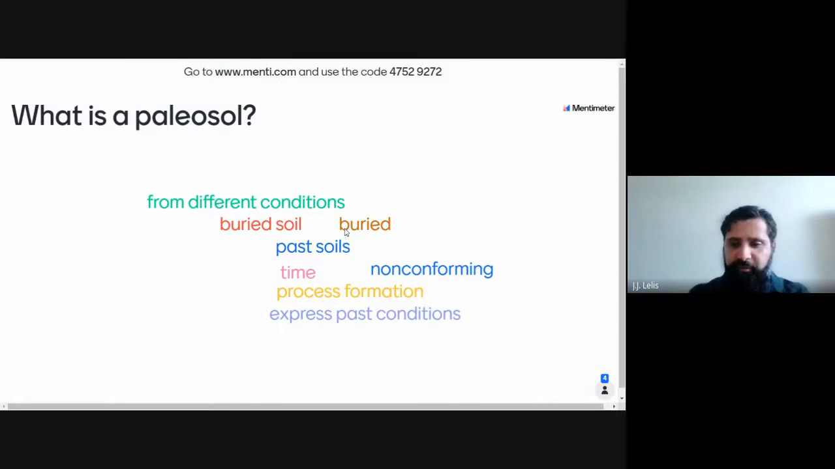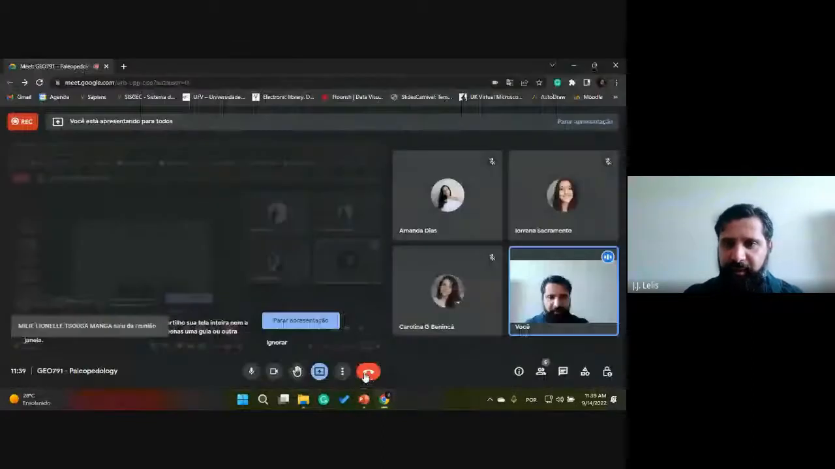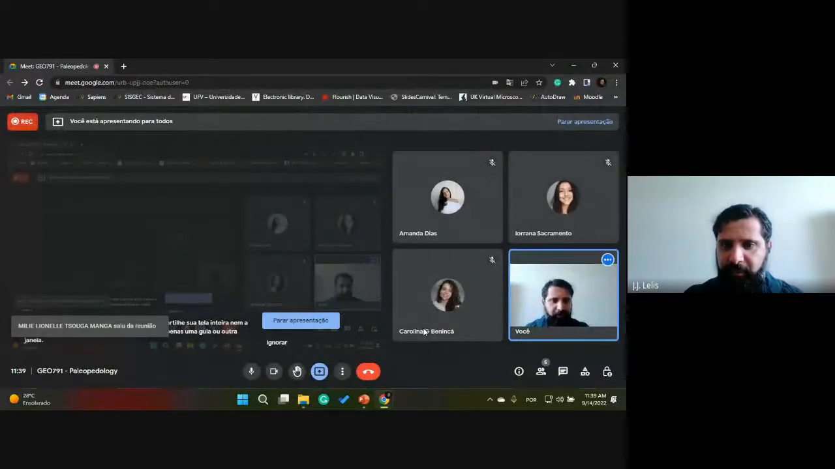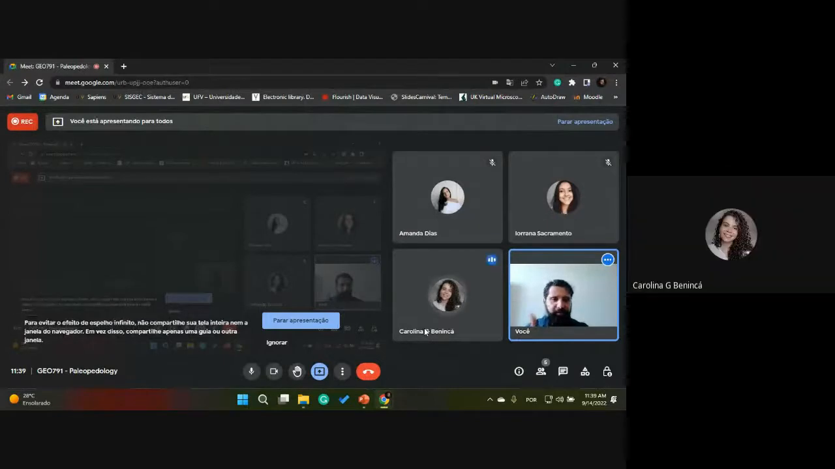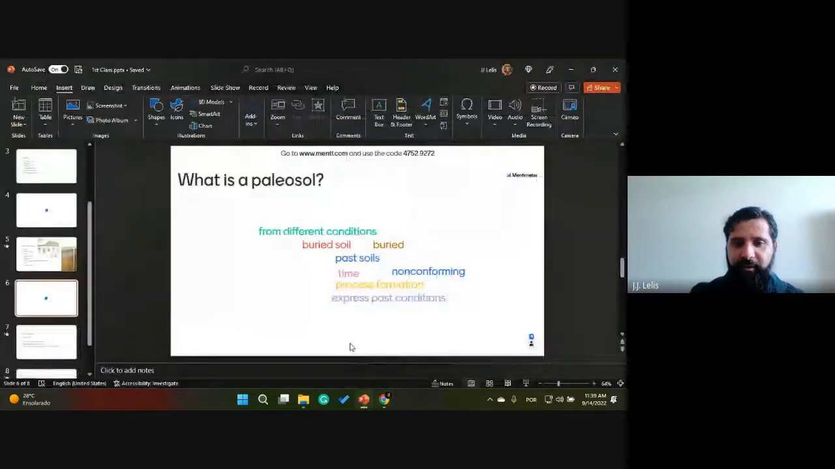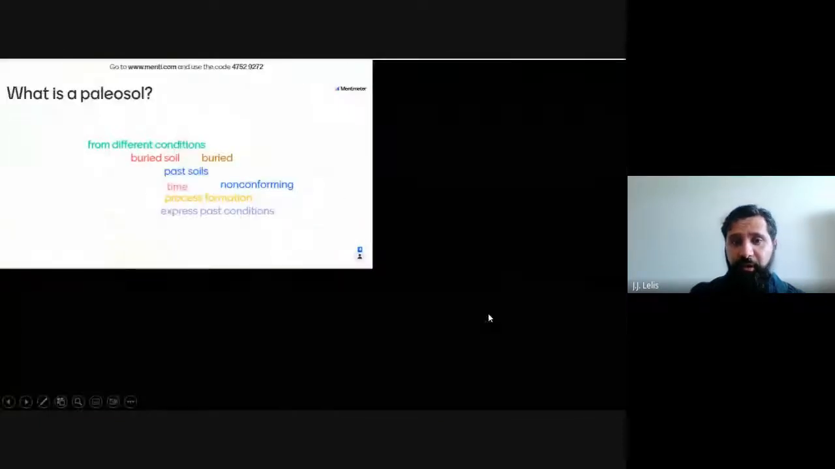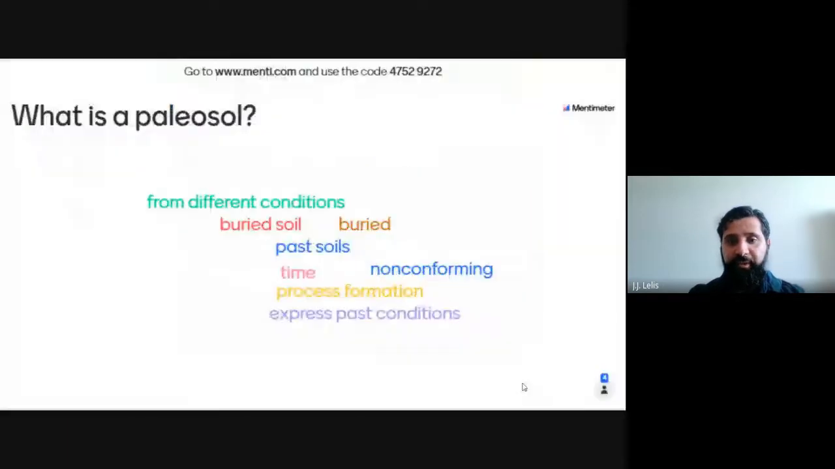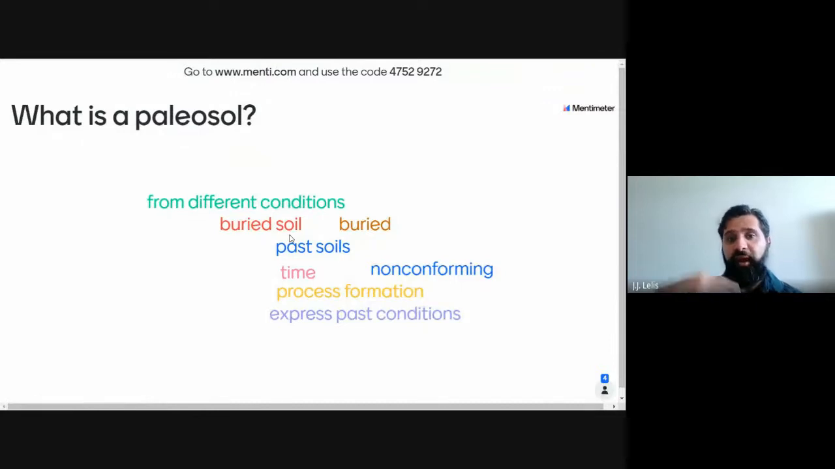I'm sorry, was it Carolina who said that? Carolina, is it right? Yes, it was me. Oh, okay, thank you. As Carolina said, the burying of soil helps a lot to preserve the soils, so we can find them in the field. But sometimes they are not buried and are exposed on the surface, so we can find them, and they are still a paleosoil. Okay, very, very good.